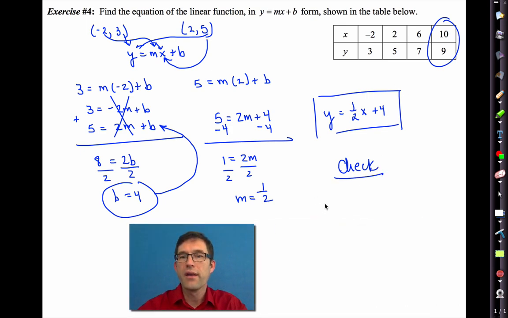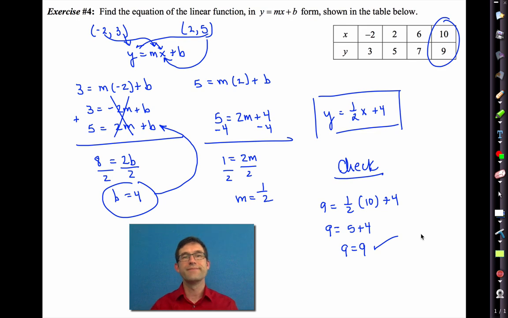So if I'm right, and this is the correct equation, then this will be a true statement. 1/2 of 10 is 5, and 9 equals 9. Great.